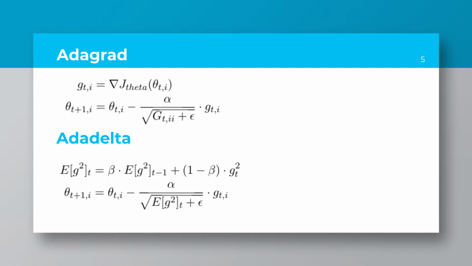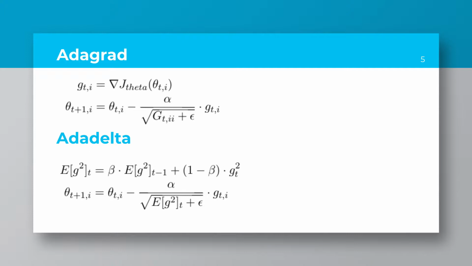Here, G_t is the diagonal matrix with each diagonal element i,i as the sum of the squares of the gradients up to time t. And epsilon is a small term of the order of 10 to the negative 8 that avoids division by zero error. The benefit of the algorithm is that it eliminates the need to manually tune the learning rate.